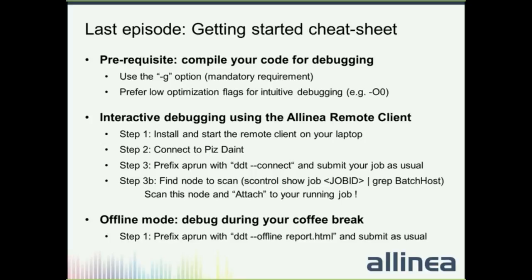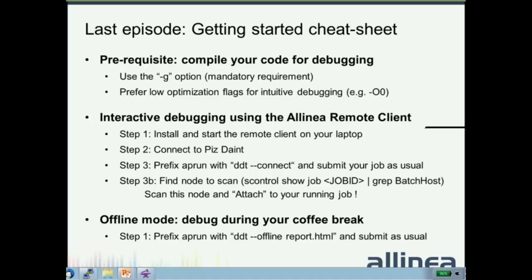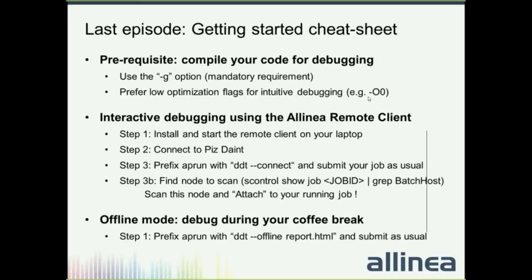First of all, if you want to debug your application, you need to use the -G option when you compile your code. This is mandatory because it is necessary to generate the symbols that the debugger needs to look at the variables, look at the call stack, etc. We also recommend using low optimization flags, for instance, O0, because otherwise there may be some inlining, and some variables may not be visible. So it's more intuitive if you use low optimization flags.